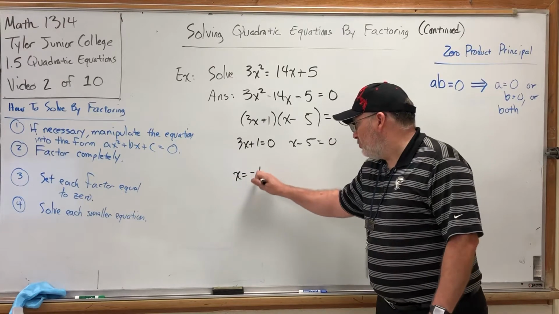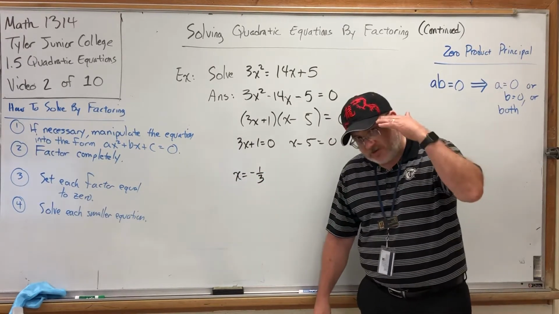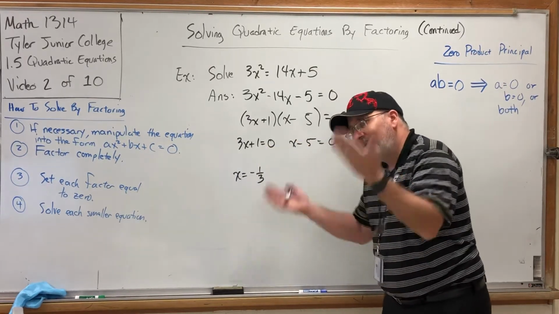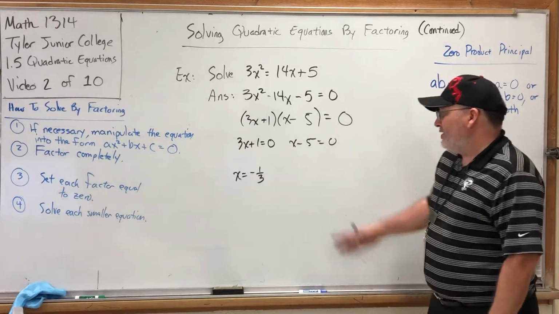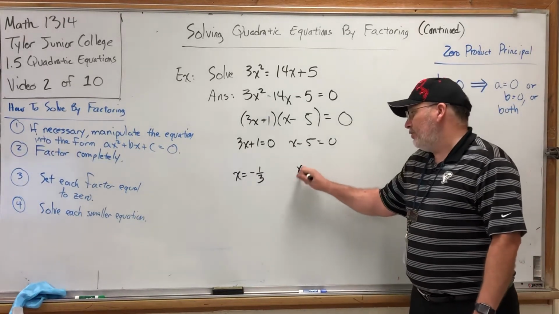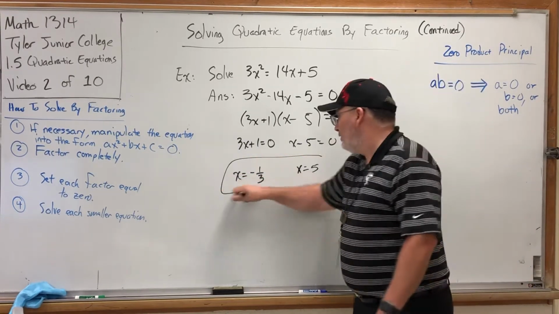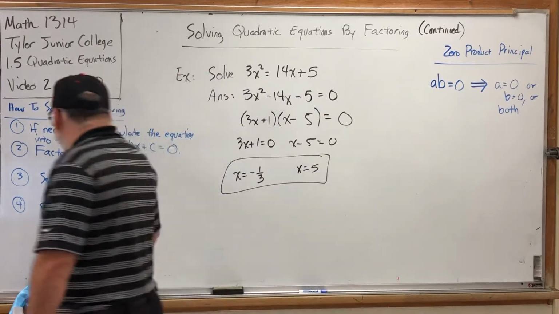The first equation will give us x equals negative 1/3. And again, if you can't do that mentally, don't. Write the steps. Subtract 1 from both sides. Divide both sides by 3 and get here. But I'll be honest, x minus 5 equals 0, you should be able to solve that one instantly. Add 5 to both sides. So our solutions are negative 3 and positive 5.